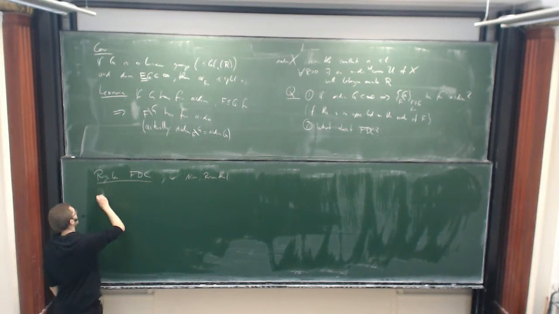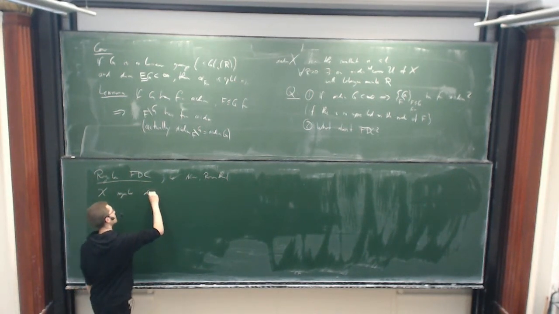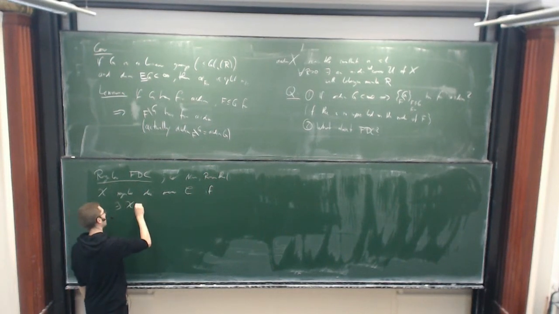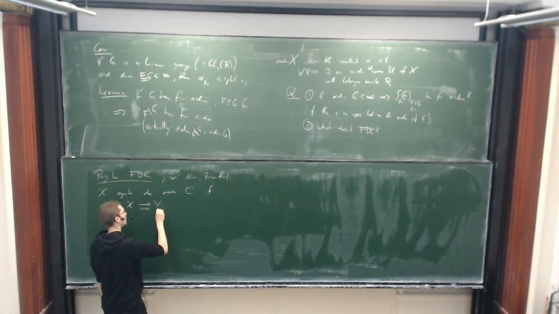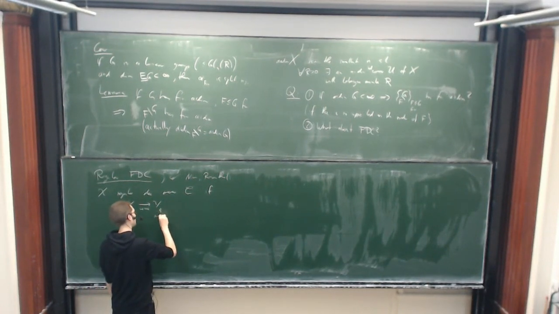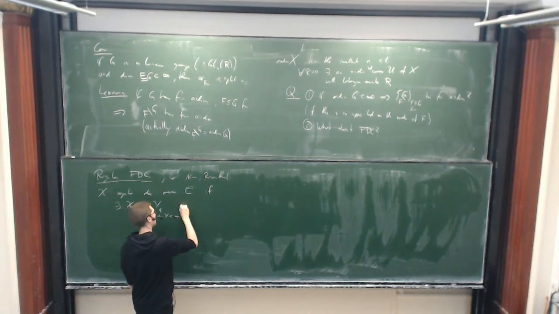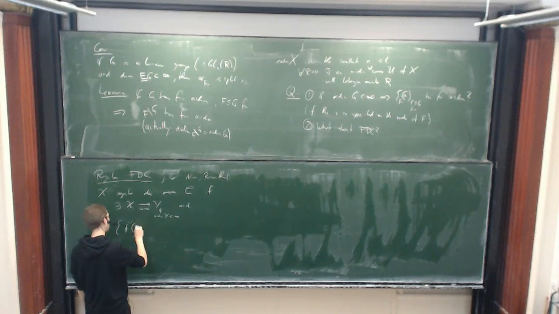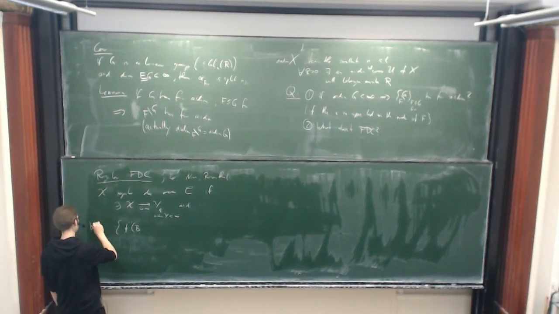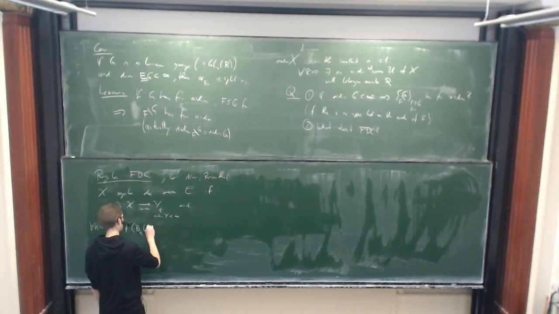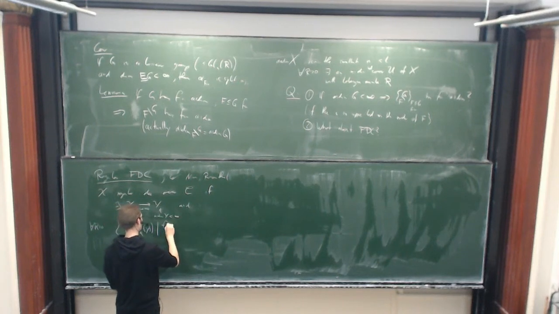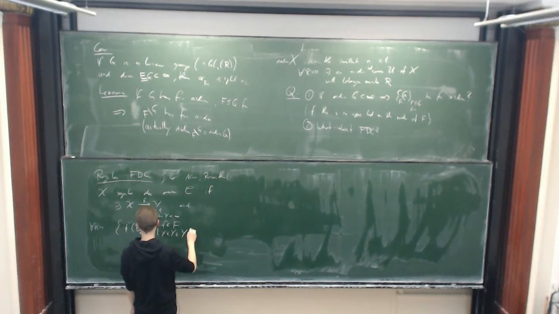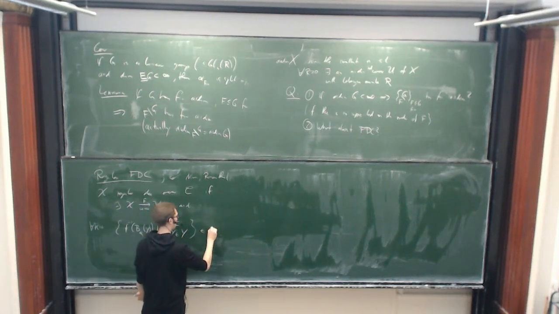So we say X regularly decomposes over C if there exists a coarse map from X to Y such that Y has finite asymptotic dimension and the pre-images of all balls, so for every R, form a family where this is some family in C.